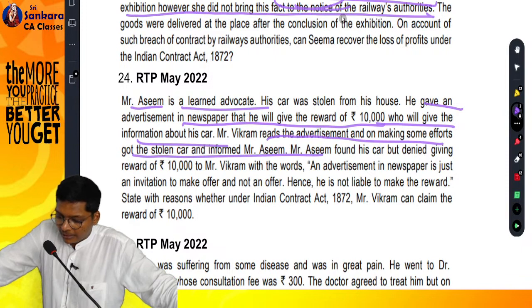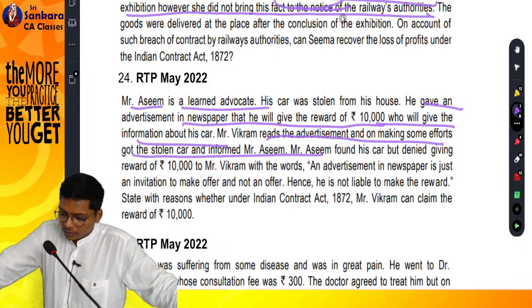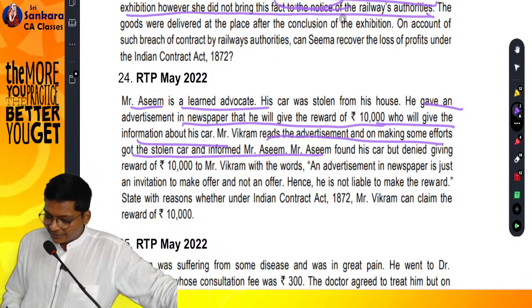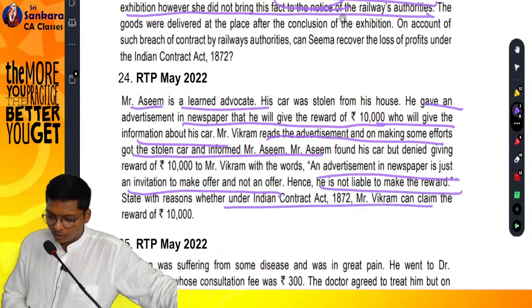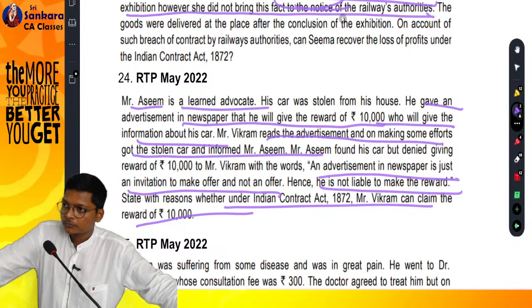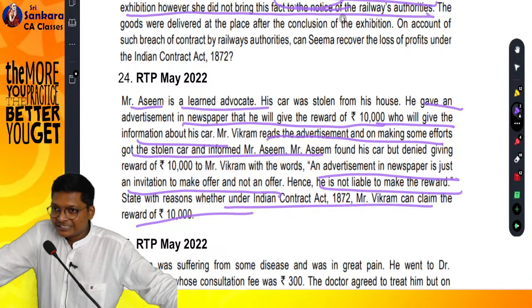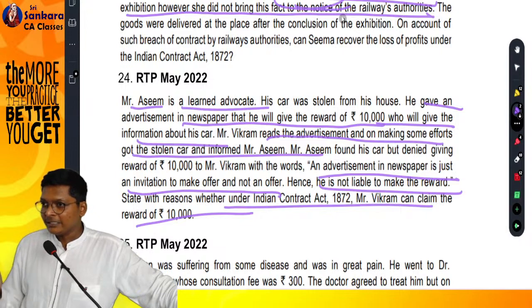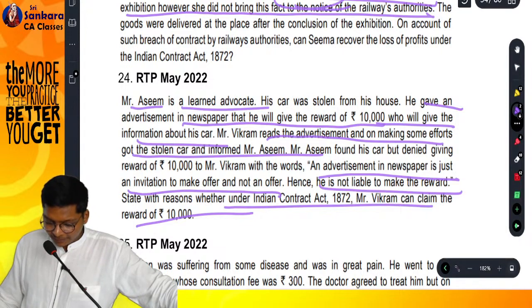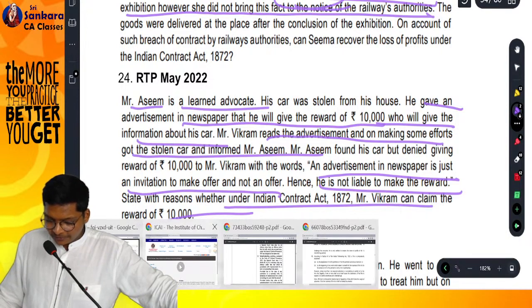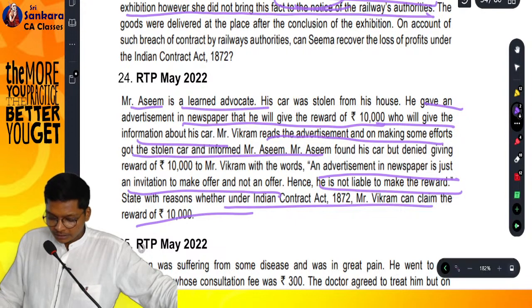Asim found his car but denied giving the reward of 10,000 to Vikram on the grounds that an advertisement in a newspaper is just an invitation to offer and not an offer. Hence, he is not liable to pay the reward. What is the answer? It is a general offer, so you will accept and pay. But look at the RTP answer. Sometimes, if ICAI wants to trouble us, they can trouble us like this.